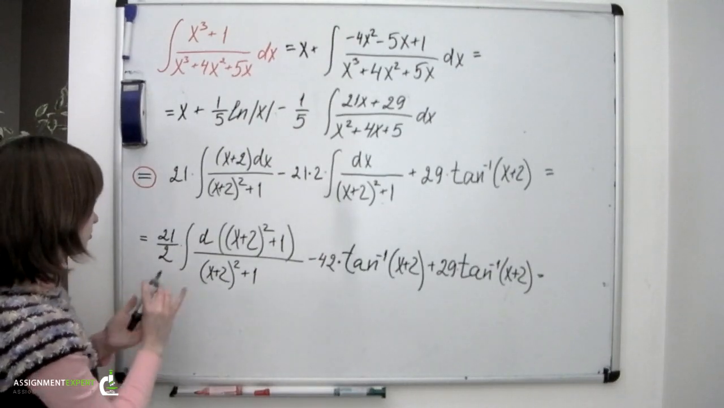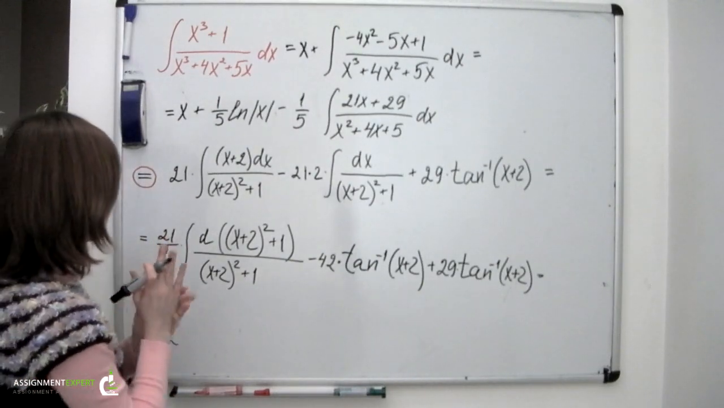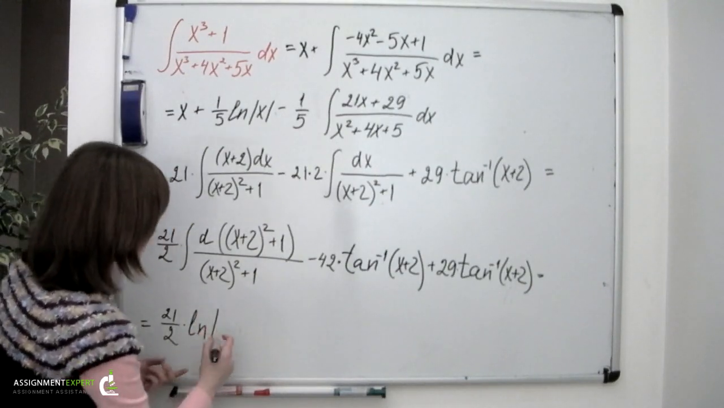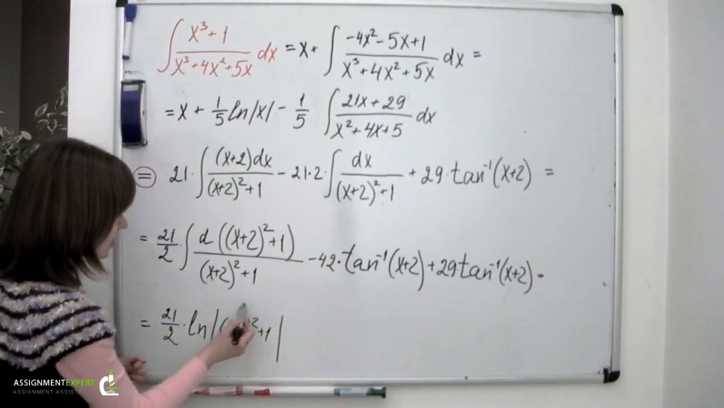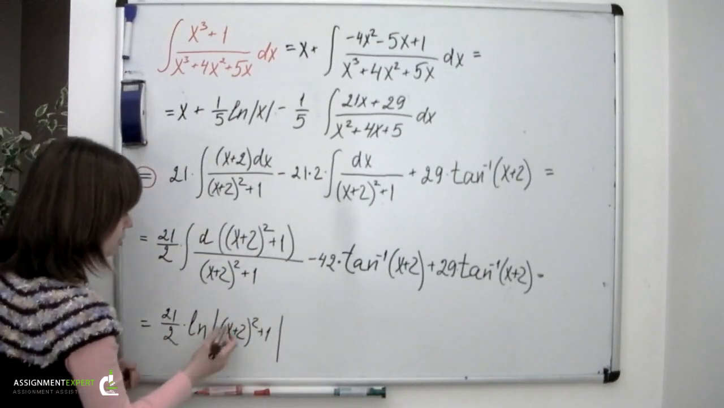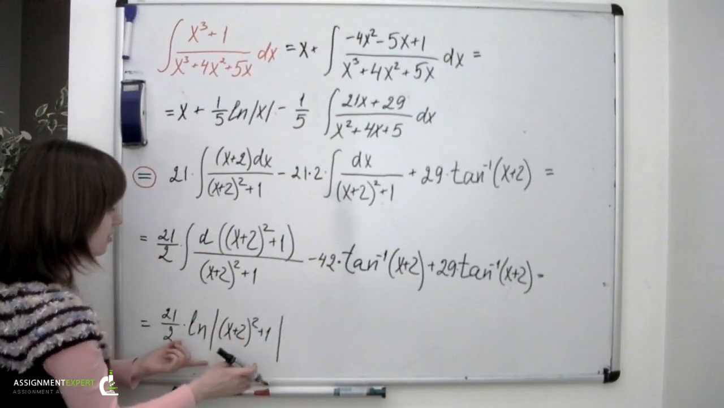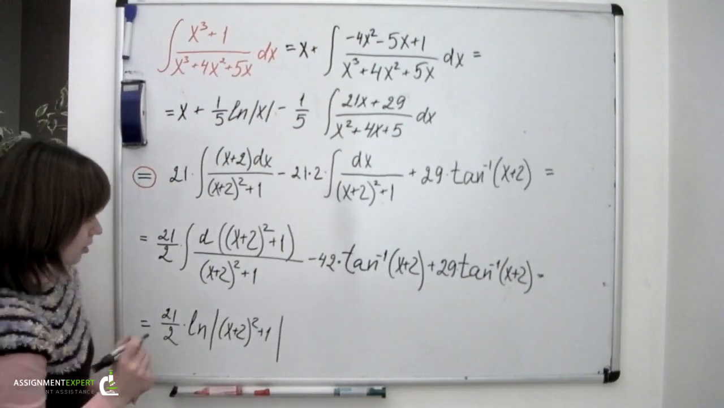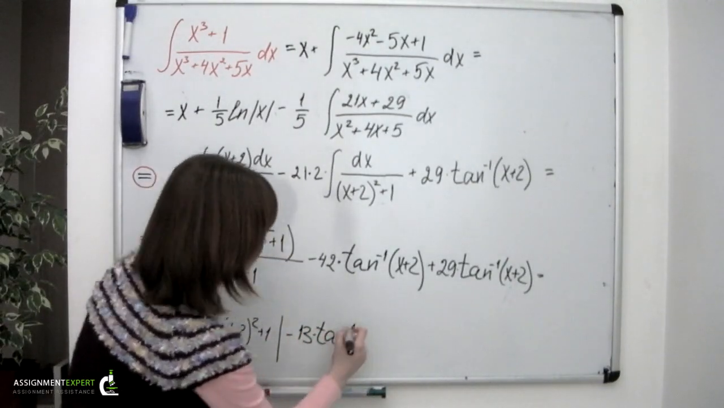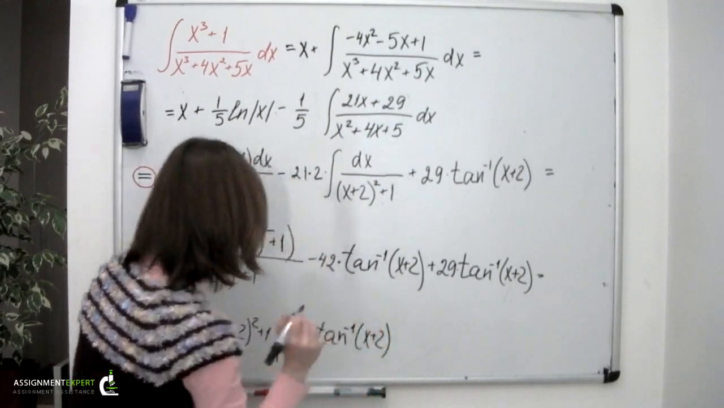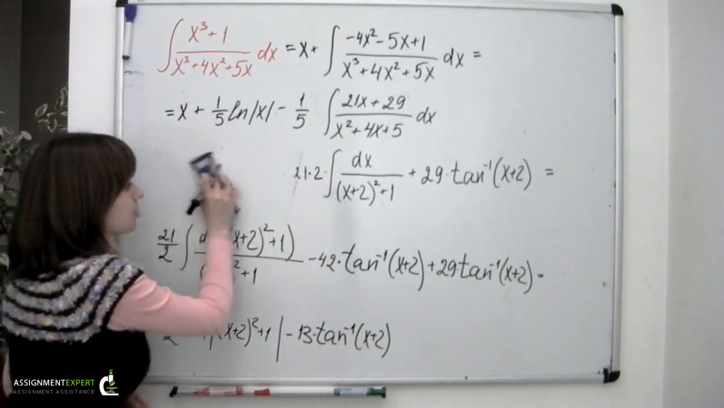So we have 21 over 2 times the ln of the absolute value of (x plus 2) squared plus 1, which actually is always a positive value, so we could have put the parentheses instead of the absolute value sign, but this is not a mistake as well. And then we'll have minus 13 times the inverse tangent of x plus 2. Let's go straight to the top.